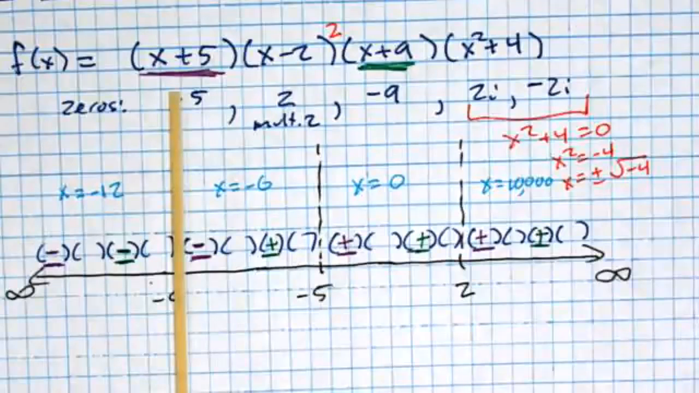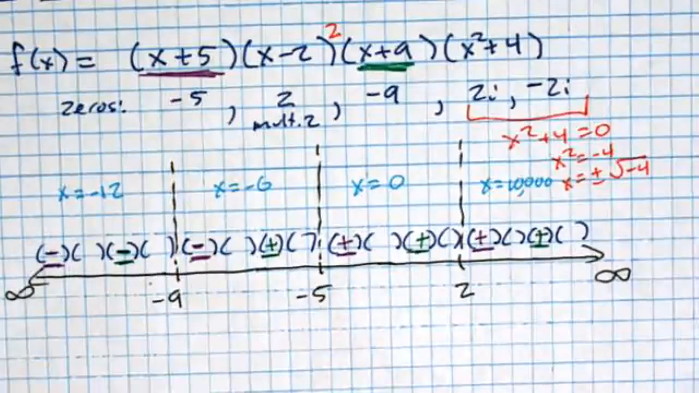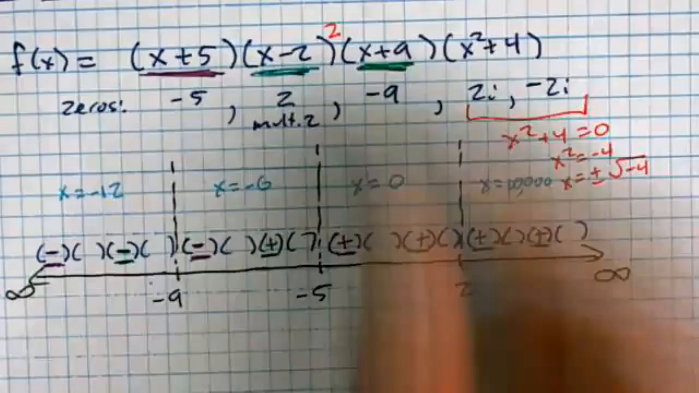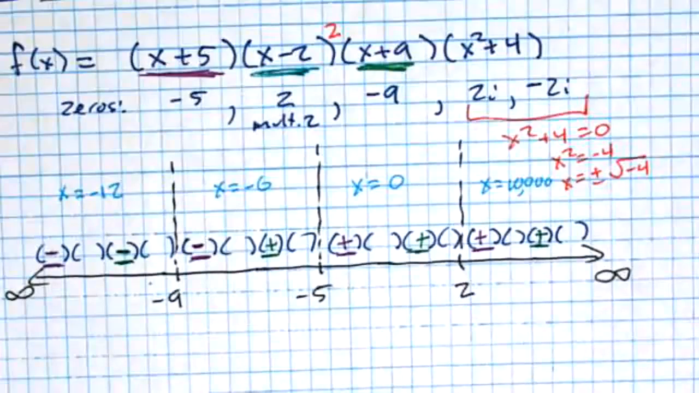Now the x minus 2 is different because of the square on it. Say that louder. Isn't it just going to be positive every time? X minus 2, and we take the answer and square it. Isn't that always going to be positive? Except for one value.